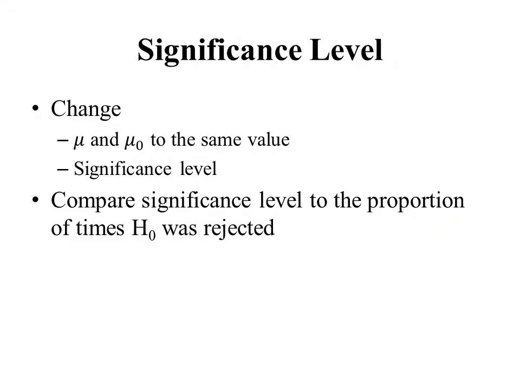And so now I want you to play with this simulation a little bit and change the values of mu and mu naught to the same value. So maybe change them both to the number 130 or the number 110 or the number 150 or just whatever numbers you want. Also change the significance level. Each time you change a number, hit the F9 key several times and compare the significance level to the proportion of times that H0 was rejected. And just note what you observe. And we'll talk about those observations in the next part of this lesson.